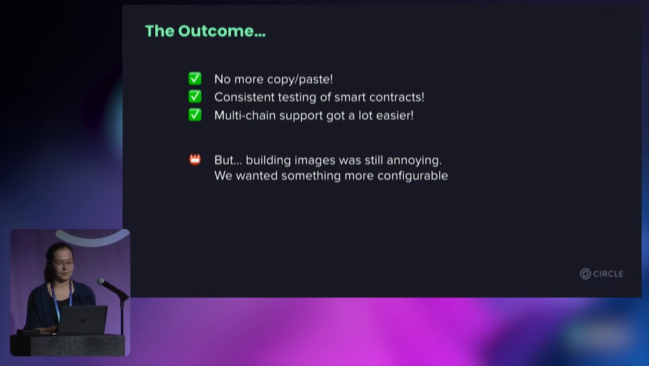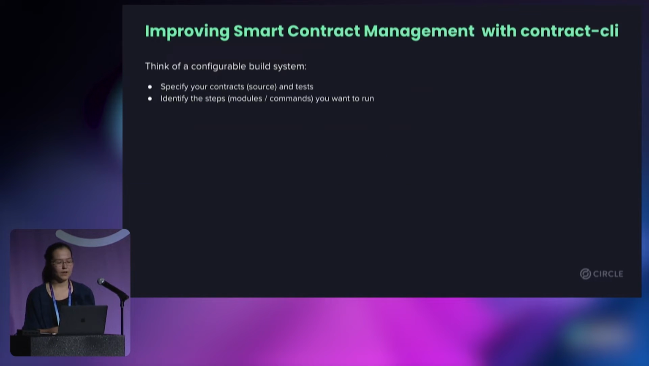And so we iterated. The way we extended our existing solution was getting rid of pre-building all those Docker images. Instead, we've created a configurable build system for smart contracts in the form of a command line interface.